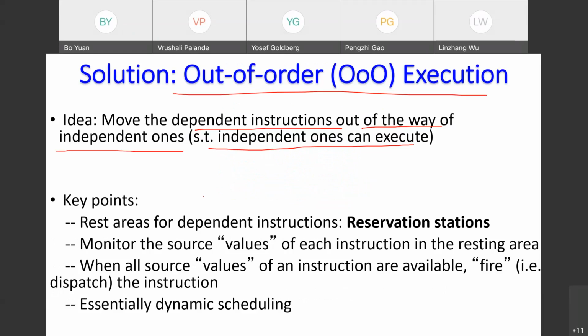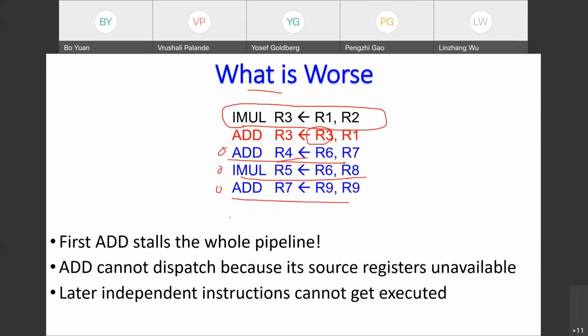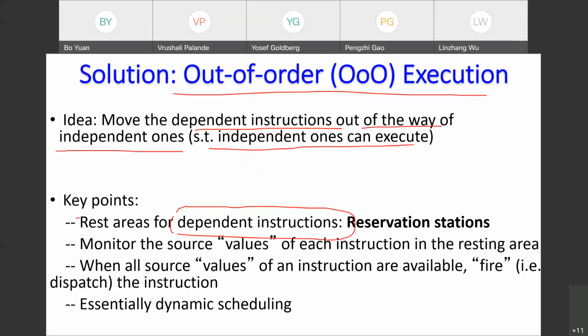To realize this idea, there are several key points that we need to be very careful about. First, since you want to move those dependent instructions out of the way, you need to create some areas to let them rest and wait until their desired values, like the R3 result, come out. So you need to have so-called reservation stations.